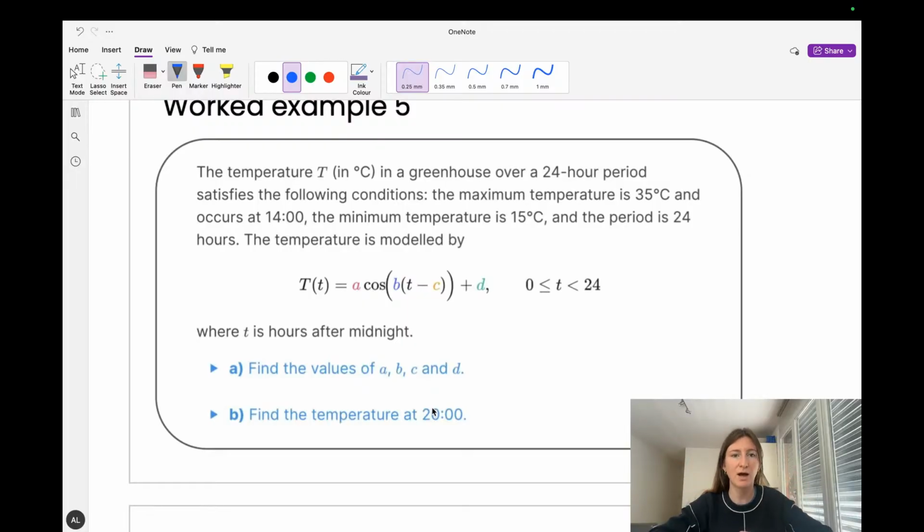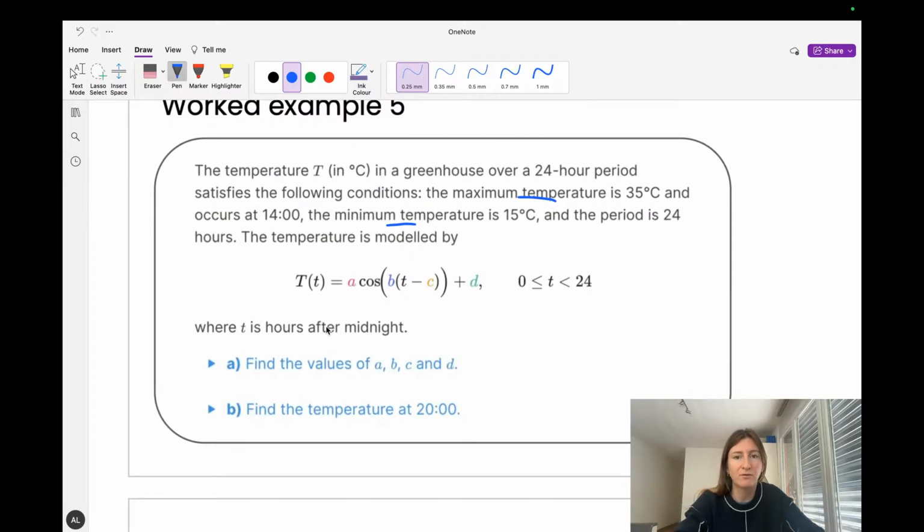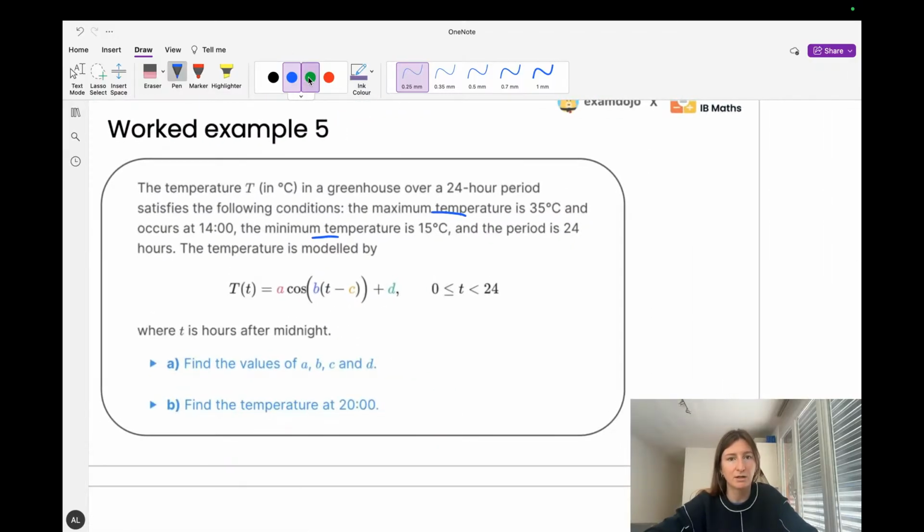So again, we have a 24-hour period and we're looking at temperature. Oh, note it's called the period, and we say in English things like over a 24-hour period. So that makes sense. The maximum temperature is 35 and occurs at 2 p.m. The minimum temperature is 15. So note, when they're giving you maximum and minimum, that brings us to our formulas for amplitude. So let me just write those there because we're going to need to find them. Amplitude, A, was max minus min over 2.